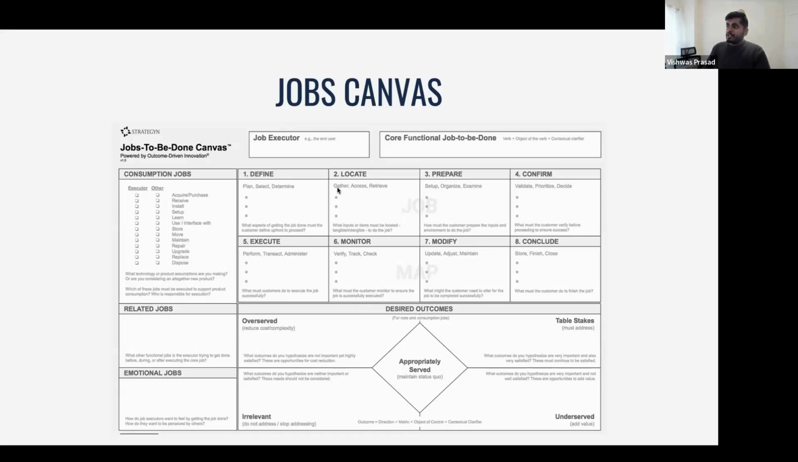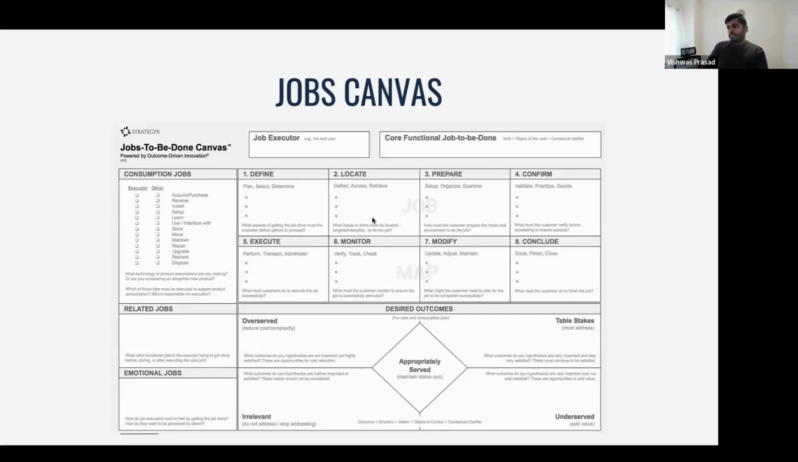What are the things that they'll need to locate, which is things that they could gather, or things that they need access to, or things that they need to go and get before they can do the job. Things the user will need to prepare for, like setting up something, organizing something, examining something. Things that the users need to confirm before they can start executing the job, such as say age gate for something where they need to provide their date of birth, or they need to prioritize something, saying, yep, this is what I need to do rather than this. And then they start executing the job.